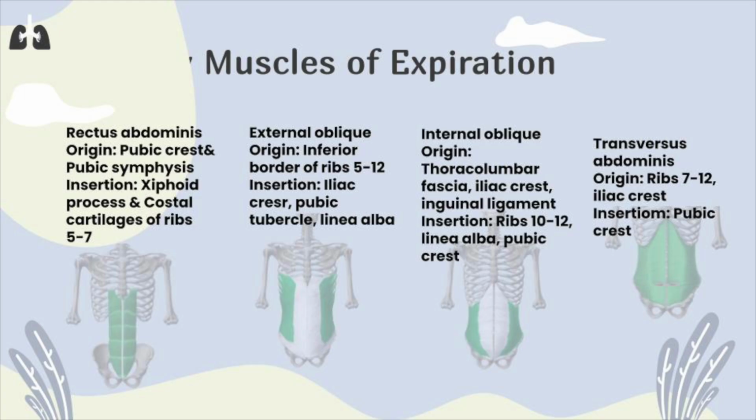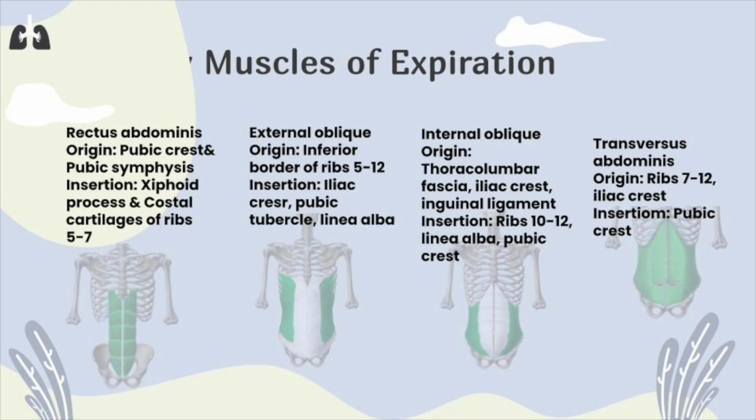The internal oblique lies just under the external oblique. Its fibers run perpendicular, which creates strong, multidirectional compression of the abdominal cavity. The transverse abdominis is the deepest abdominal muscle with horizontal fibers. It acts like a corset, providing the most direct compression of the abdominal contents and helping generate high internal pressures.